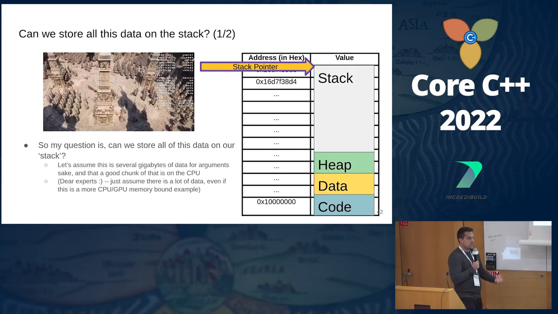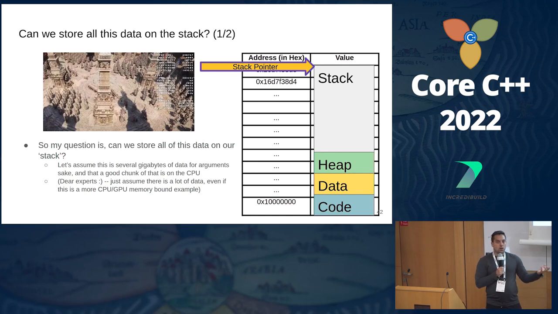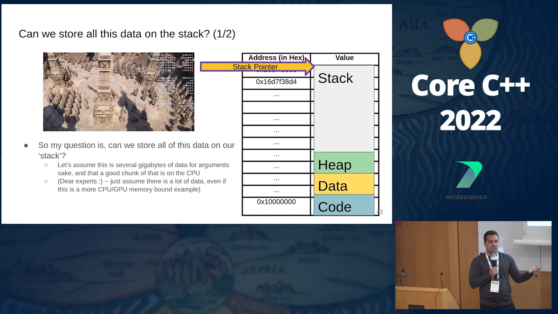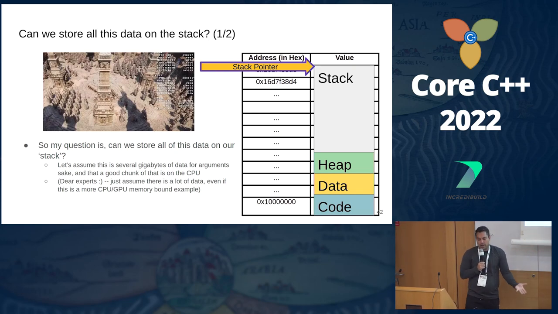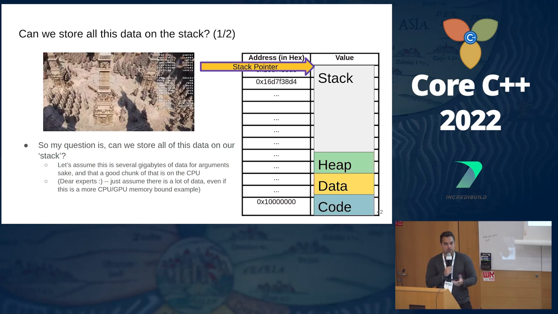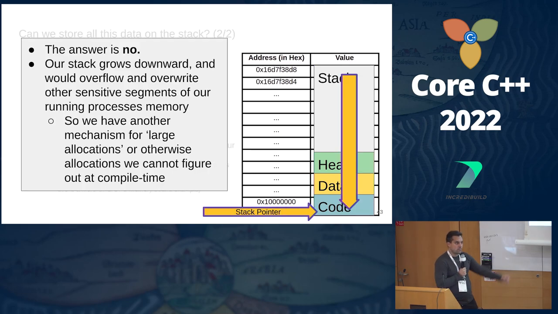So then my next question is, if I've got a lot of data here, gigabytes, something huge, can I store all this data on the stack? What do folks think? Yes or no? I see head shakes no and verbal no. Right, yeah, because it's growing down. We've got a fixed amount of space for each process. So if we grow the data down, it's going to crash into our other sections of code effectively, right? Overwriting things, this causes stack overflow, right?